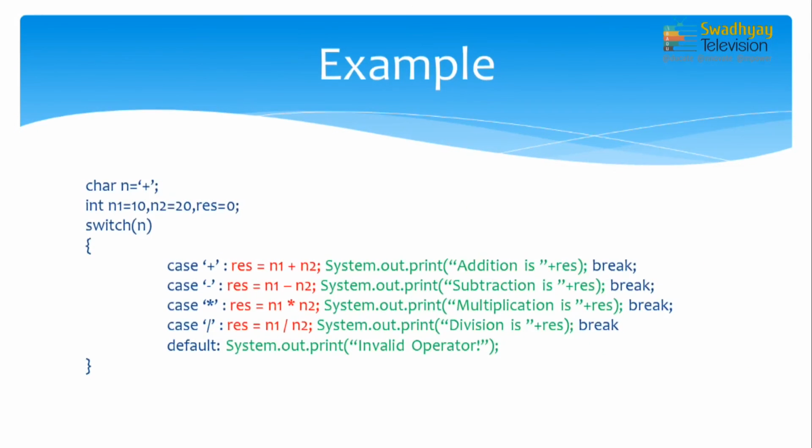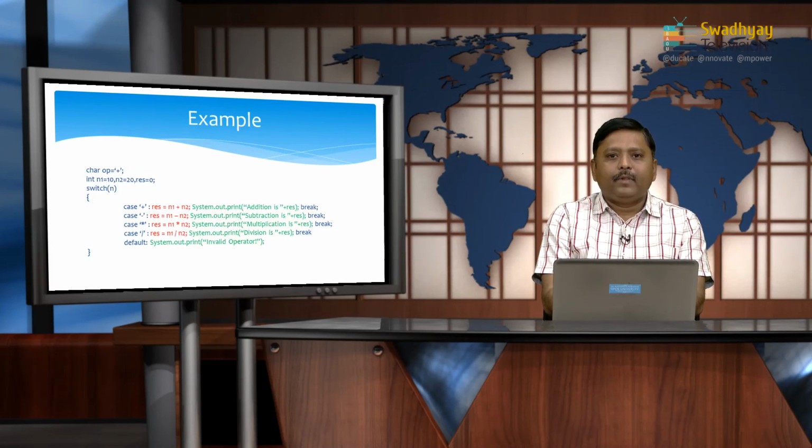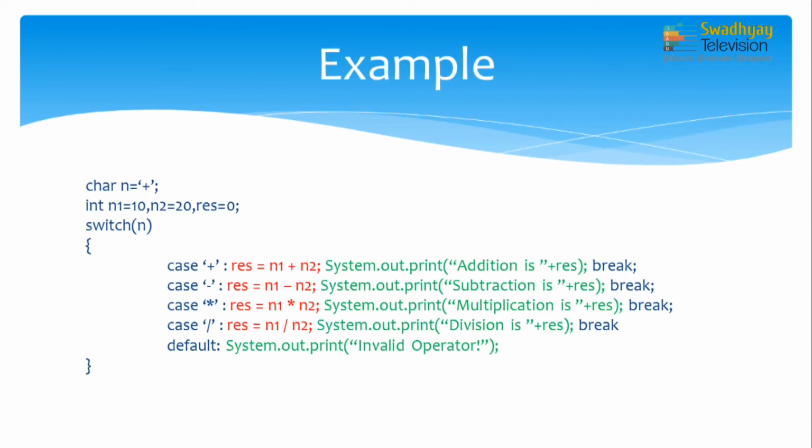Suppose we want to write a program for a simple arithmetic calculator and we want to provide the user with options addition, subtraction, multiplication and division. So, in that case we can take an operator from the user and based on the operator we can perform the arithmetic operation. On screen you can see that our operator is assigned the value plus in our case, and we have two integer variables, n1 which is equal to 10 and n2 which is equal to 20, and we want to perform the operation based on the value of the operator, which is of type character, and we want to store the result inside the result variable which is initially assigned 0.